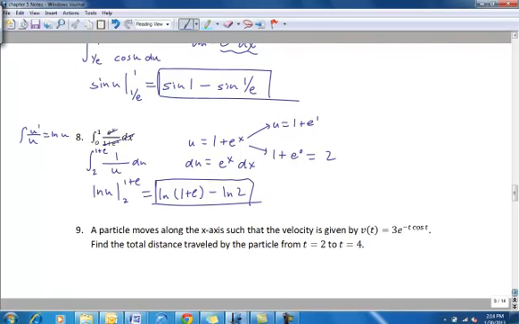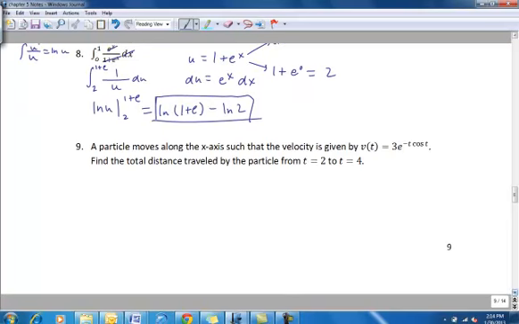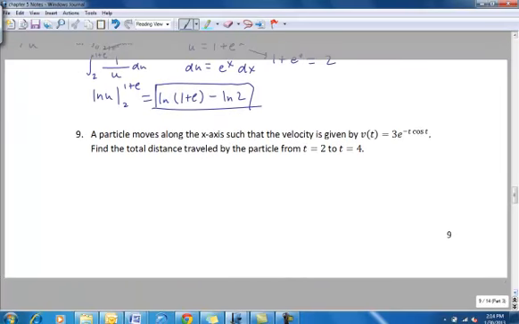Okay, number 9 looks like a little application problem. The particle moves along the x-axis such that the velocity is given by v of t right there. Find the total distance traveled. So let's at least set this up. Yeah, we're going to have to use the calculator on this. This would be like on a calculator active section of a test or quiz. Let's just get a review.